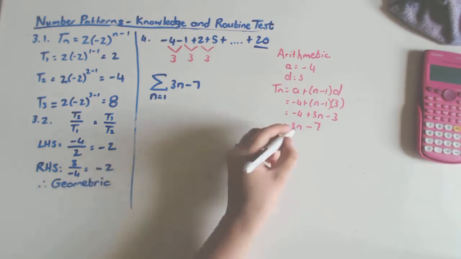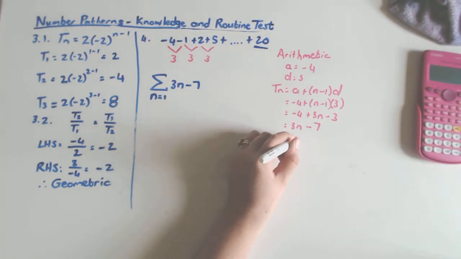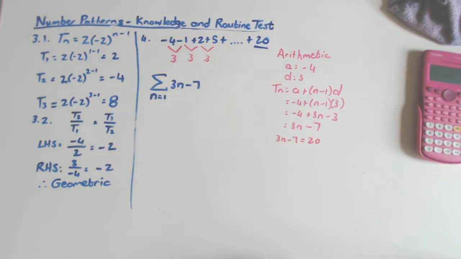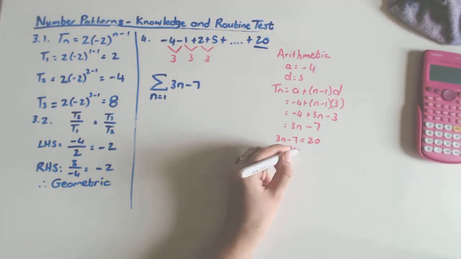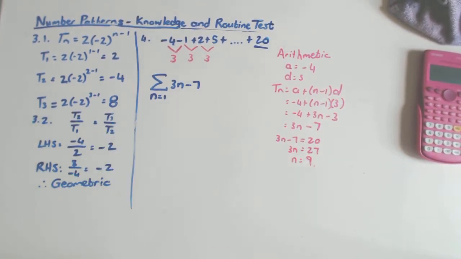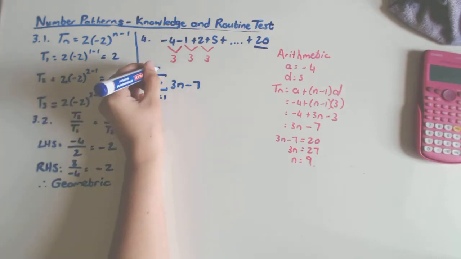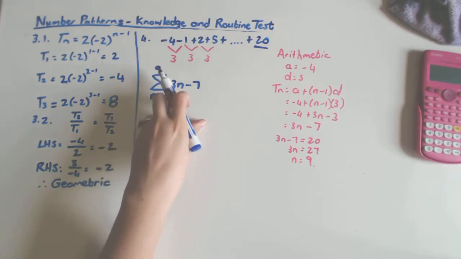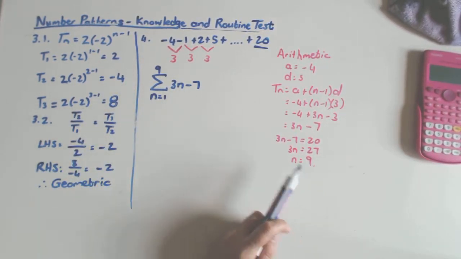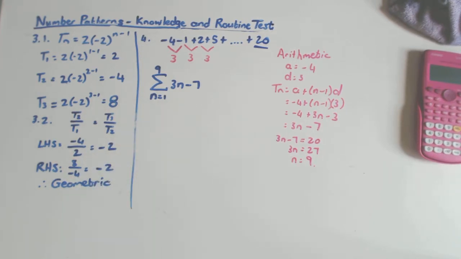I just actually want to know what term is that. So 3n minus 7, whatever I substitute n for, should give me 20 for that last term. So 3n is 27, that means n is 9. Great, so my last term is the 9th term. From my first term to my 9th term, I just add all of this up with this formula, and this is the sigma notation of this pattern.